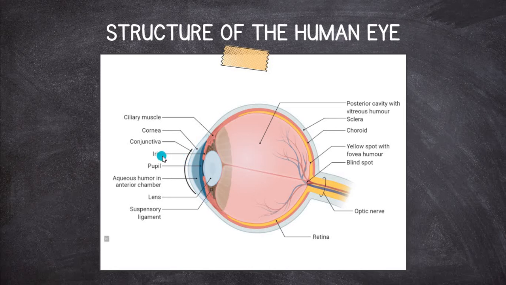Then we have the iris. So that is the color of your eye. So here, these two little pinky things here in front. And then the pupil, which is the opening in the eye, which leads to the lens that you can see here. Then we have the aqueous humor in the anterior chamber. So again, that's like the fluid here in the front. And then we have the conjunctiva, and just below that we have the cornea. Okay.